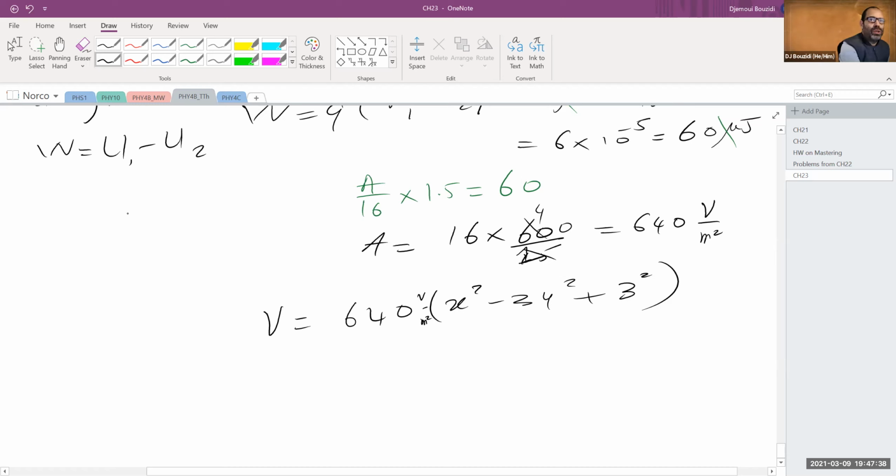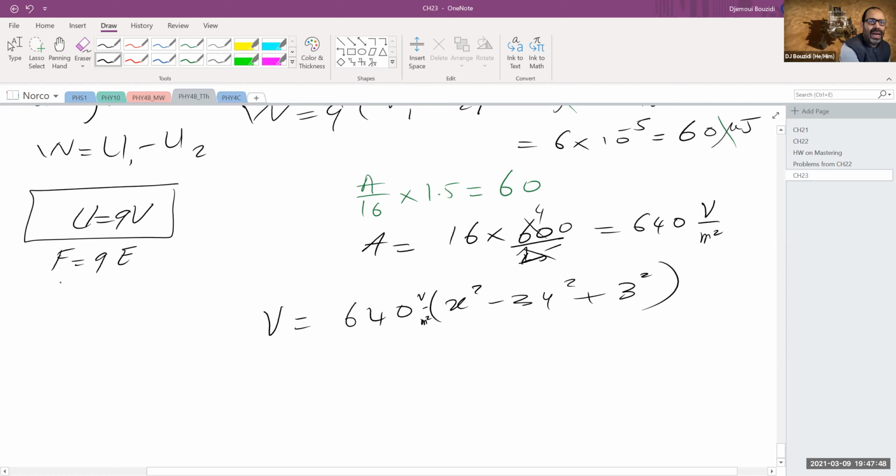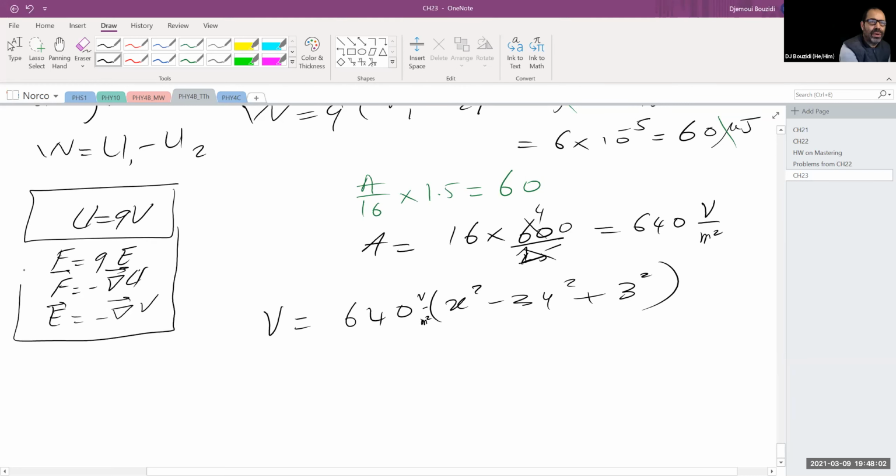Okay, here is the deal. What you need to remember is that the potential energy is QV, because the force is equal to QE. And F is equal to minus grad in general of U, and E is equal to minus grad of V. So all of these relationships are connected to one another. This is very important.